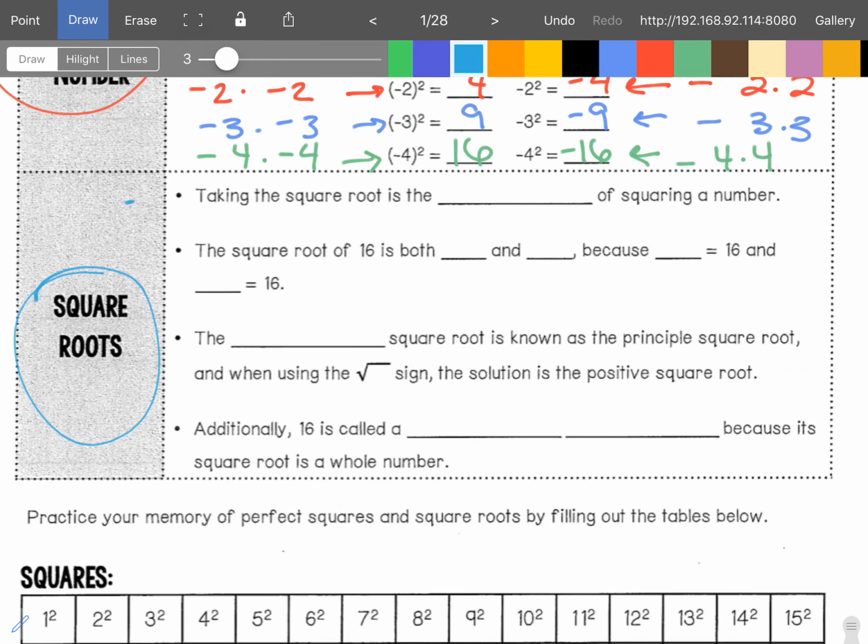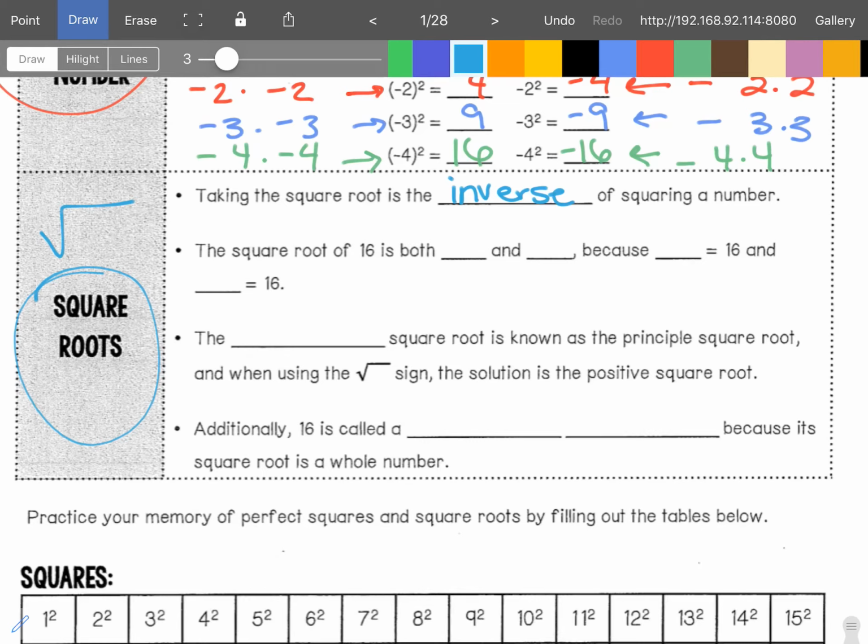Now, a square root looks like this, just so you know. All right, taking the square root is the inverse of squaring a number. It's kind of like the opposite. So like when we're solving equations and we see addition, we do subtraction. When we see multiplication, we do division. When we see square roots, we can square. Or if we see a square, then we can do the square root. They're inverses of each other.